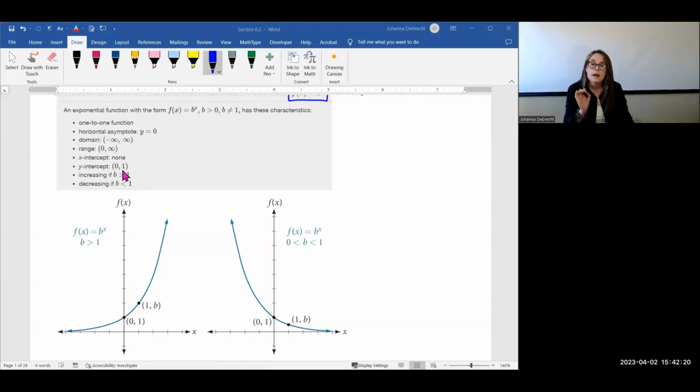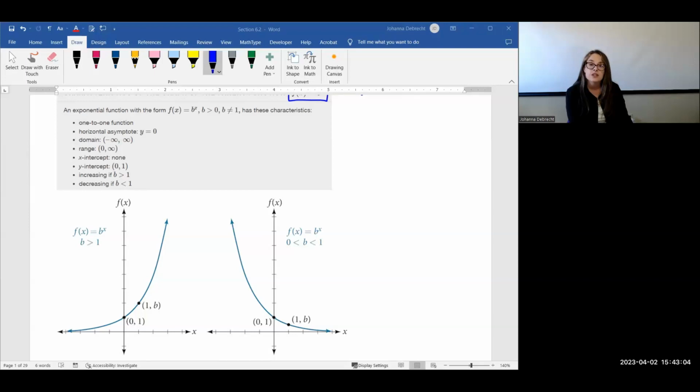Y-intercept, the normal basic parent function, 1 times b to the x, because the initial value is 1, when x is 0, b to the 0 gives you the value of 1. So it goes through the ordered pair (0, 1), in both the growth and the decay functions. Now, it's increasing, a growth equation, if the base is a number greater than 1, decreasing if the number is between 0 and 1. It has to be between 0 and 1, not allowed to be 0, not allowed to be a negative, not allowed to be 1.